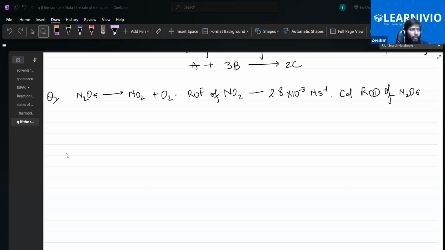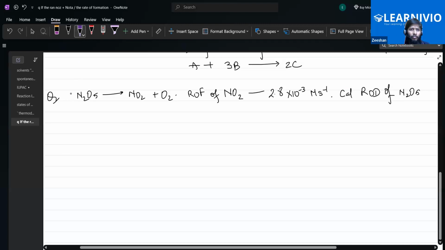So may I know what you have done? What is the coefficient of this N2O5? 2. 2N2O5 gives 4NO2 plus O2. Yes, good. Now you will get the answer correct if you find it. Solve this.